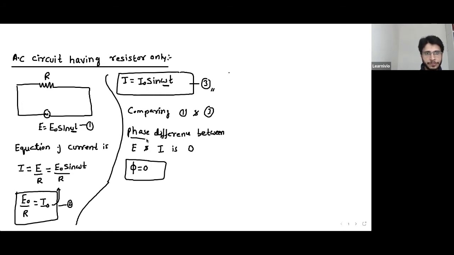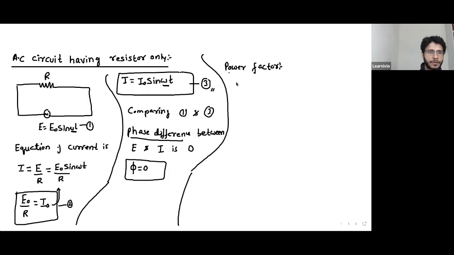That's the phase difference. So once you have the phase difference, you can calculate power factor. Padma, do you remember what is power factor? How to calculate power factor? We did it in the last class, power factor is cos phi. If I put phi equal to 0, then power factor is cos 0, which comes out to be 1. So the power factor for a circuit having only a resistor is 1.